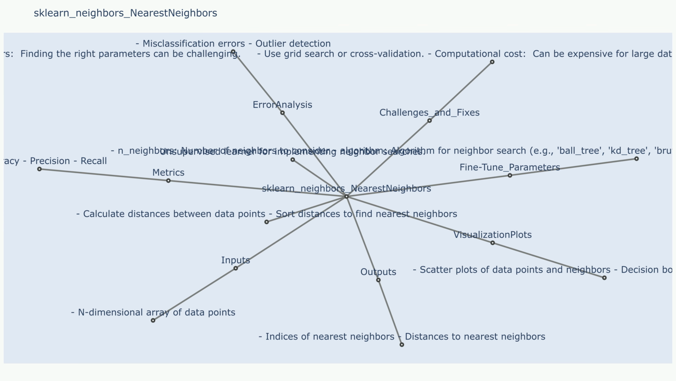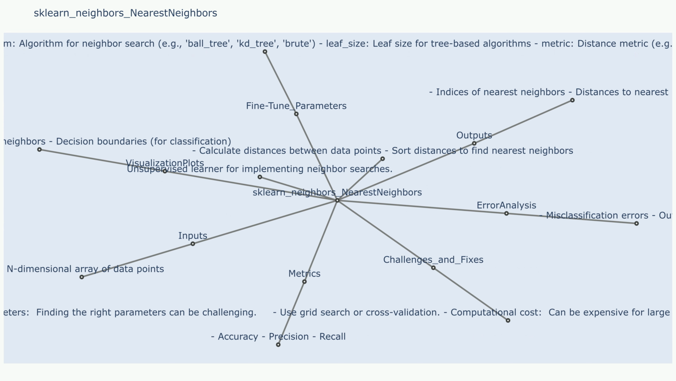X: this is a 2D array containing the data points. Each row represents a data point, and each column represents a feature. n_neighbors: this integer parameter specifies the number of nearest neighbors to retrieve. Outputs. kneighbors: this method returns the indices of the k nearest neighbors for each point in the input.